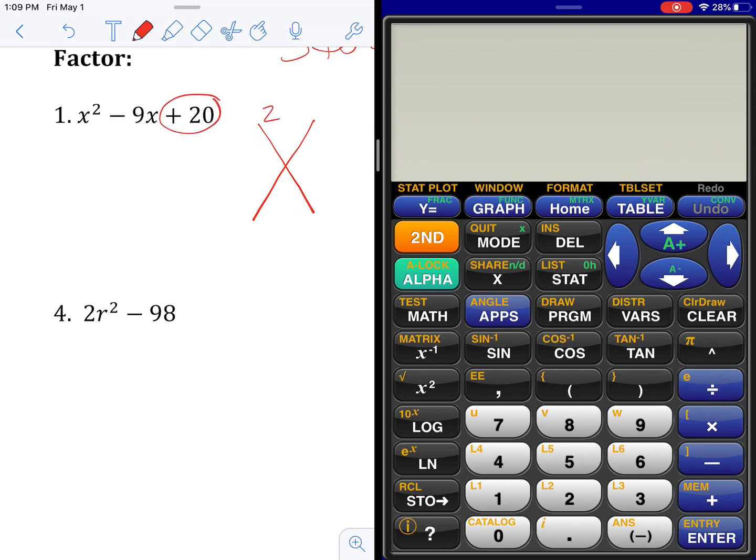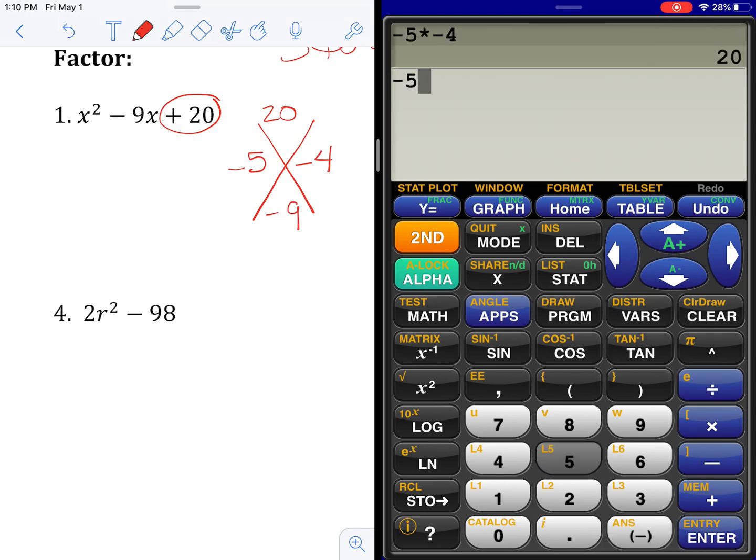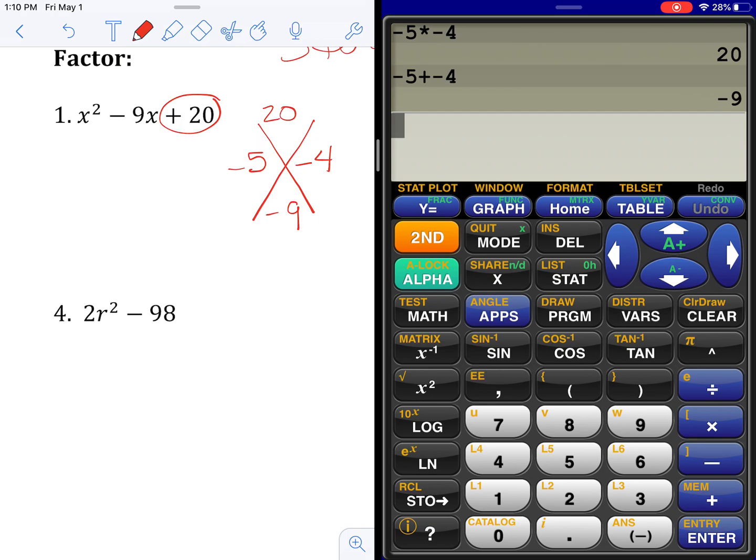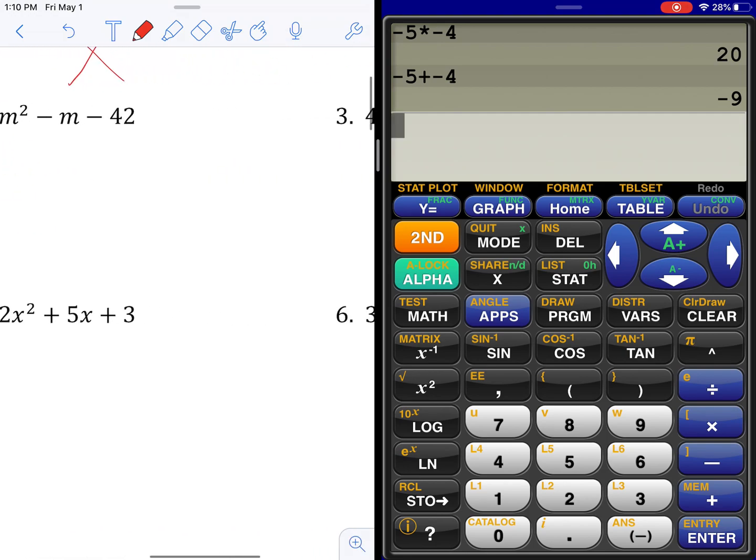So factors of the third term, which is 20, that add up to -9, and that's 5 and 4, and they both need to be negative. You could check that. -5 times -4 is 20. -5 plus -4 is -9. And so that is your answer, x minus 5 times x minus 4.